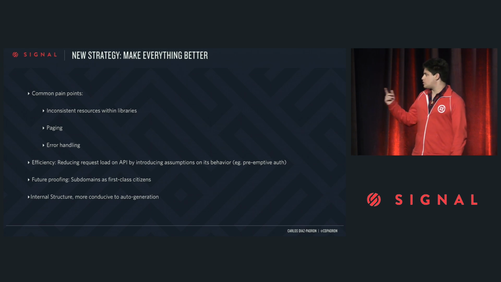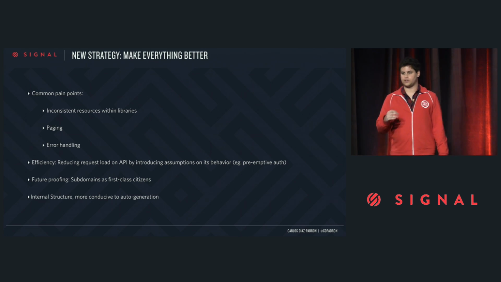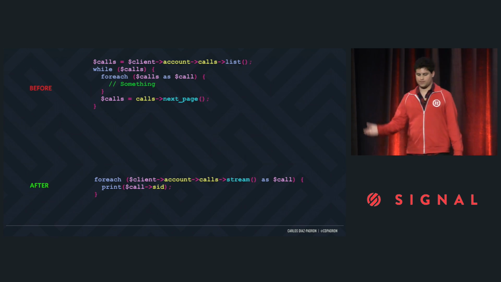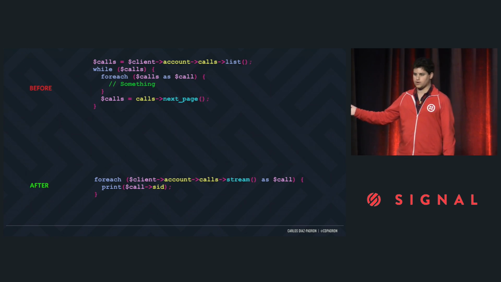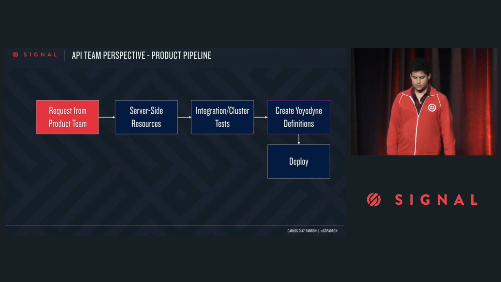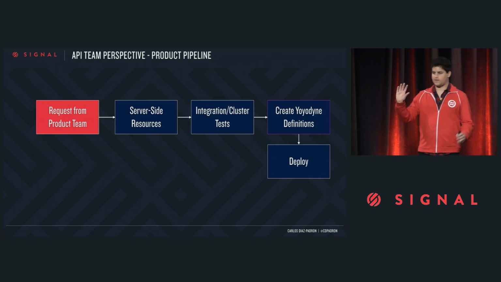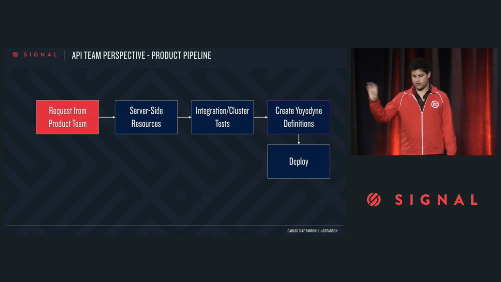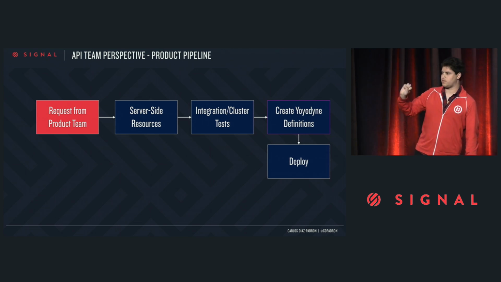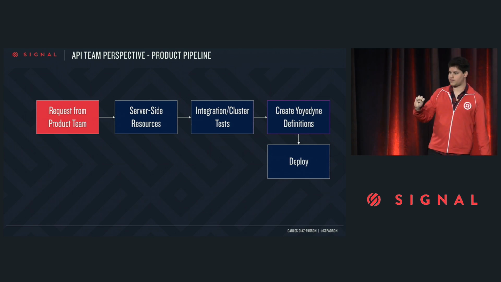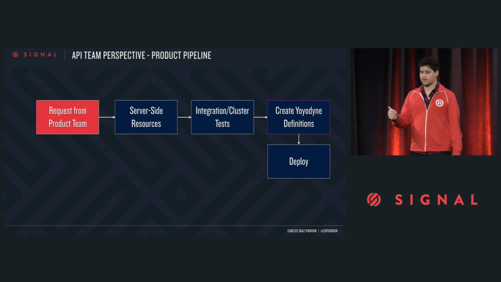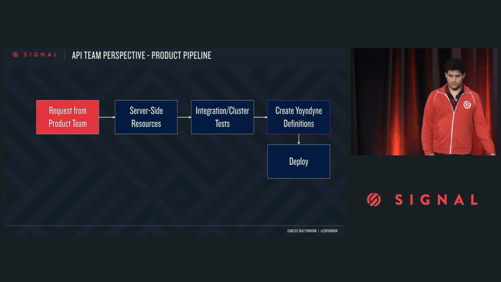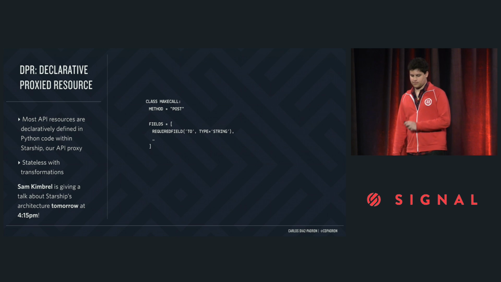But more importantly, the internal structure was more conducive to auto-generation. This is an example of PHP before, and now it's much more language idiomatic. So now that we have this library generation from these definitions, we've changed the square into a much smaller square of creating Yoyodyne definitions, and then we get automatic library support, which is great. We still have all these other squares though. So what can we do about that?